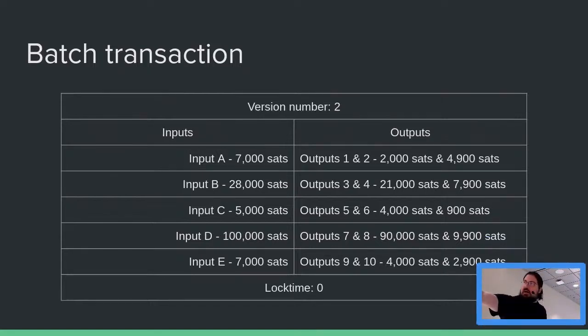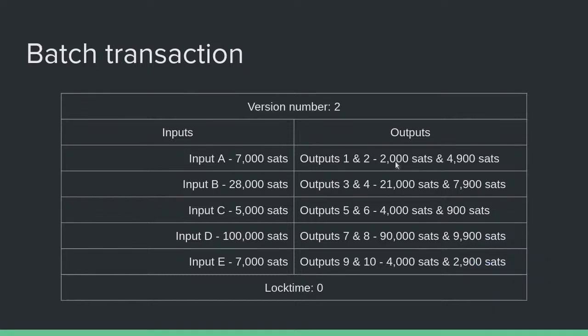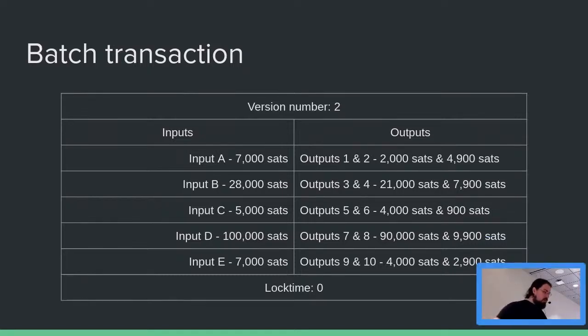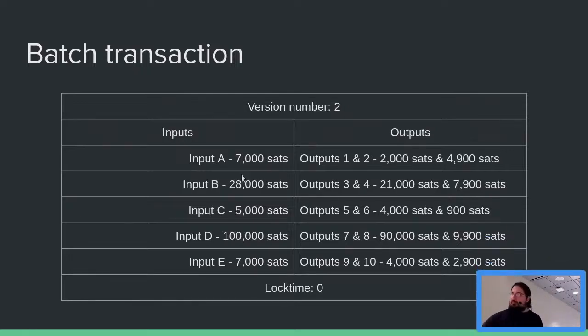So here I've got input A, we're going to pretend has 7,000 sats, and we've got a guy here who's sending 2,000 sats to somebody, and then he's giving the remaining 5,000 minus a small fee to somebody else or to himself. And then the next guy's got 28,000. He's giving 21,000 to somebody plus a little change output for himself. So you might do a batching transaction this way.